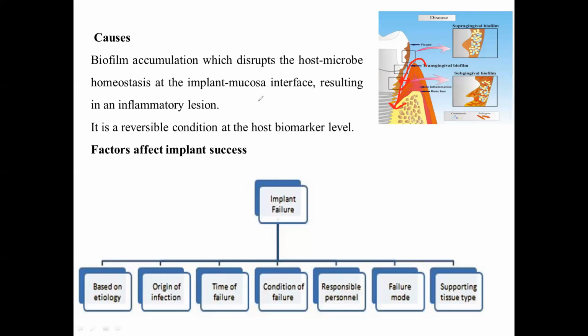But implant mucositis, as we were discussing, is a reversible condition. It depends: when you remove all the etiological factors, you provide good oral hygiene instructions to the patient, you remove the calculus, you provide good scaling, then the condition can reverse, depending upon some other factors that help in implant success. Those factors, number one, very important, is the etiology, the patient's own oral habits. If the patient is negligent of maintaining oral hygiene, failure.